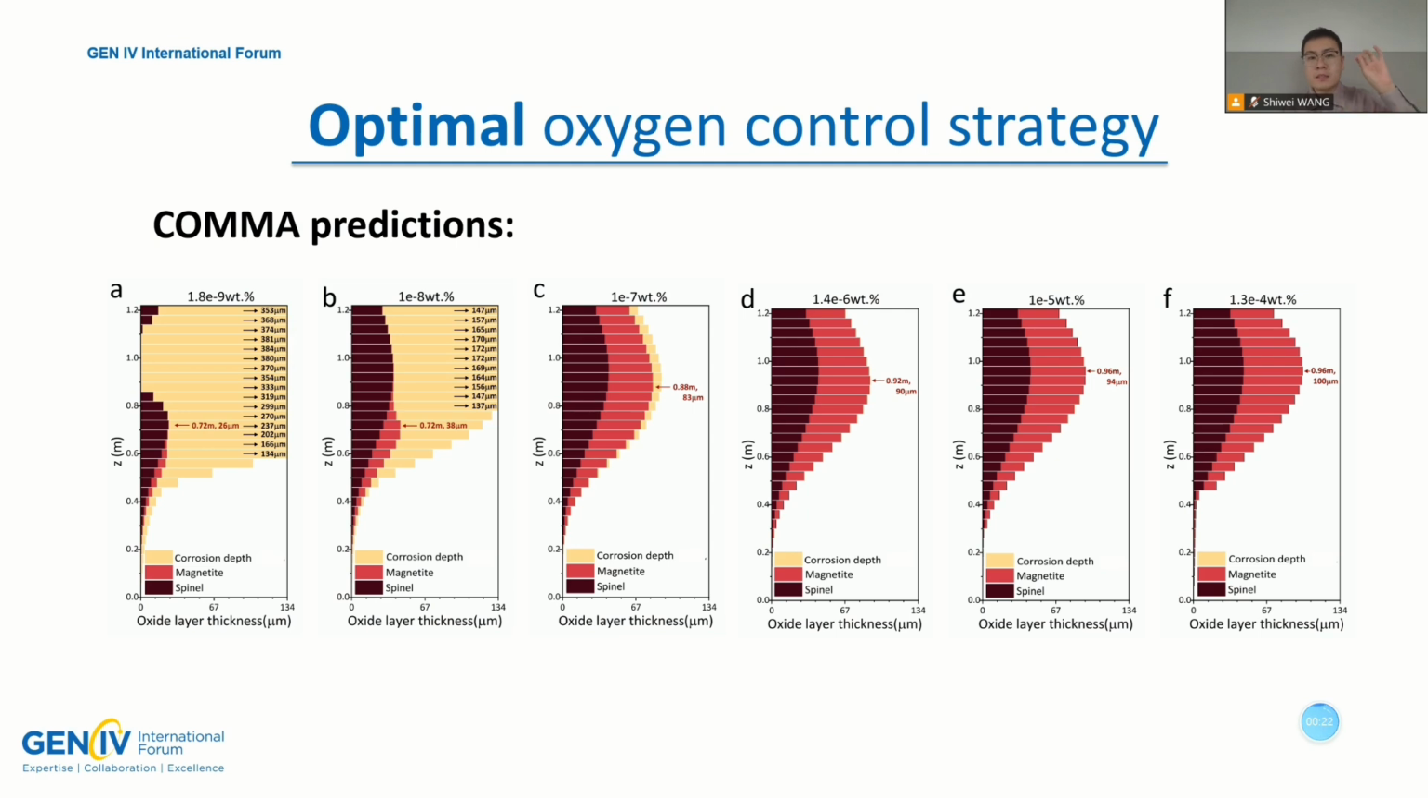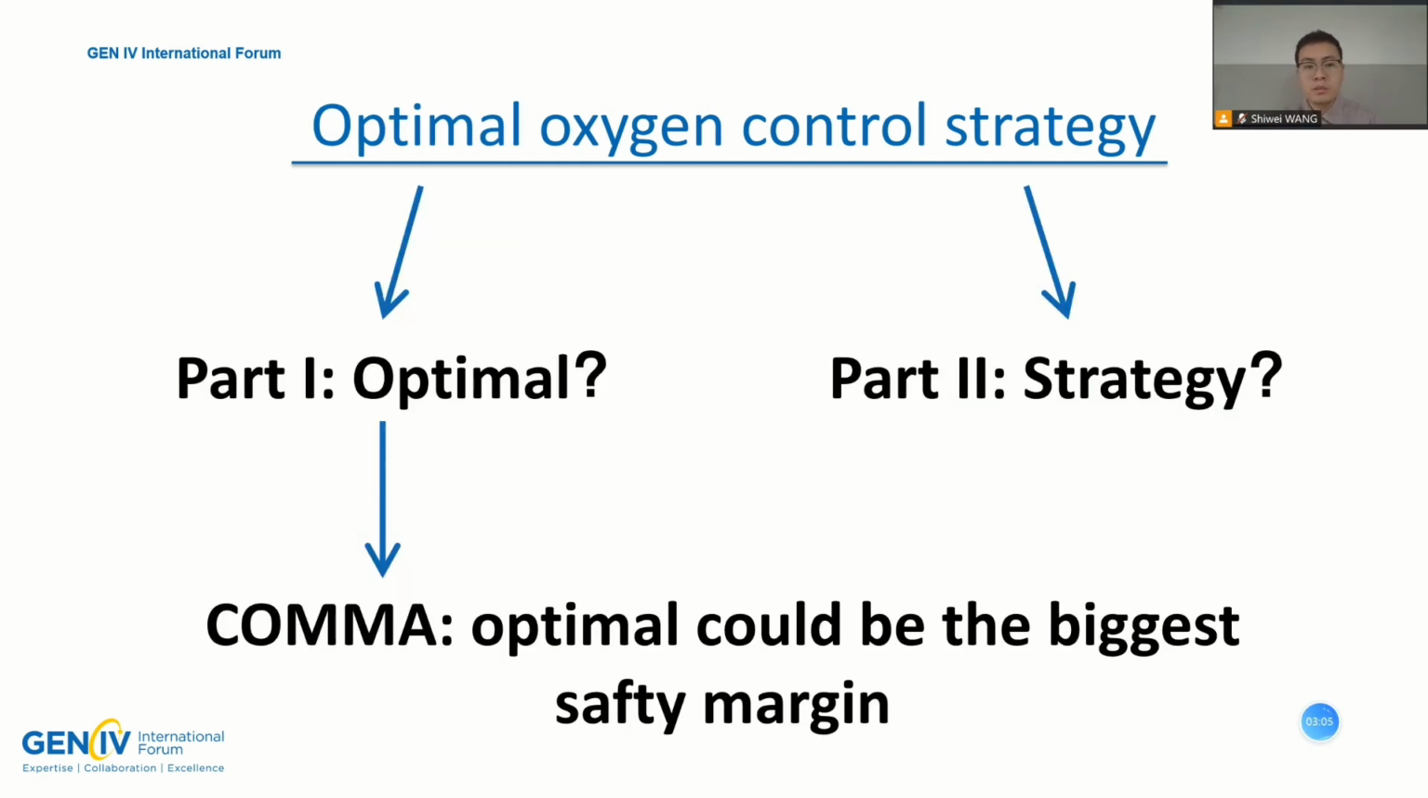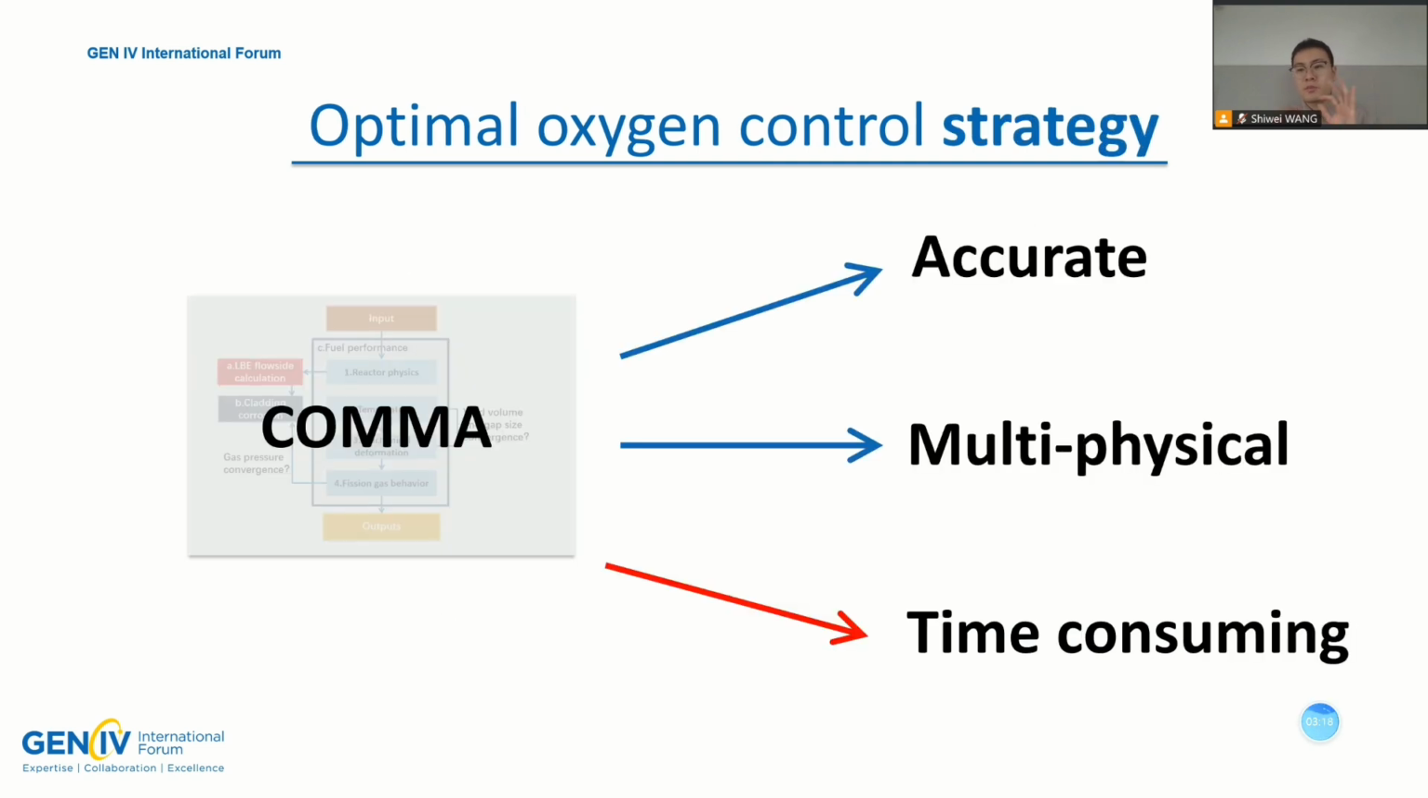And we found when the oxygen concentration is very low, there will be a shift in the highest oxide layer thickness. And this shift will cause the peak temperature of the cladding to shift, and the cladding peak strain to shift. Thus, in turn, this will totally change the failure mode of the cladding. Through the model we can know that the optimal concentration could be the oxygen concentration with the biggest safety margin of the fuel performance. And thus, we come to the second question, strategy.